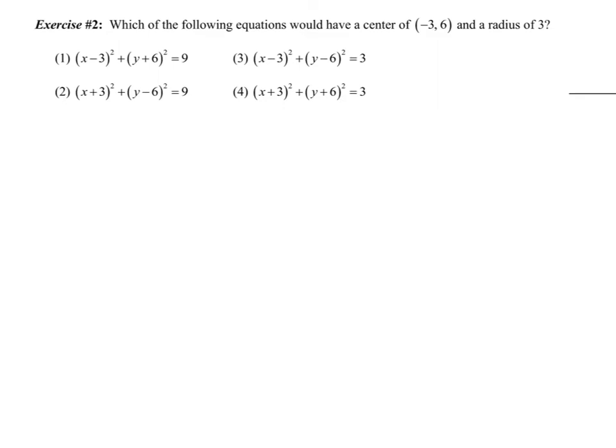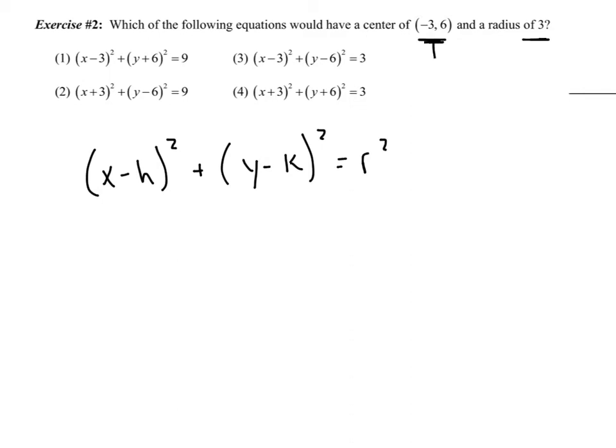All right, we're going to tackle a multiple choice question here. They said, which of the following equations would have a center of (negative 3, 6) and a radius of 3? Well, I'm just going to remind myself what that general form was on that last slide, which is equal to r squared. Just by judging here, I could see that h is negative 3, my k value is 6, and I've got an r value of 3.